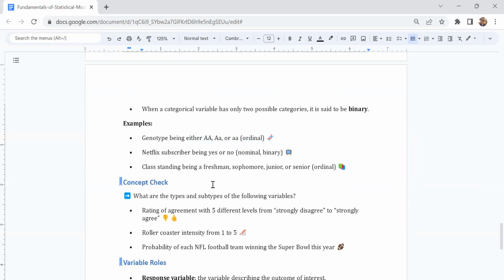You can also look at Netflix subscriber status. So whether or not someone subscribes to Netflix. That's binary because they either, yes, do subscribe to Netflix or they don't. And it's nominal because there's no correct ordering to the categories. You could have no and then yes, or yes and then no. Okay. Class standing. So whether a student is a freshman, sophomore, junior, or senior, this is categorical. And there's a particular correct ordering to these categories. So that's what makes it ordinal. Okay.